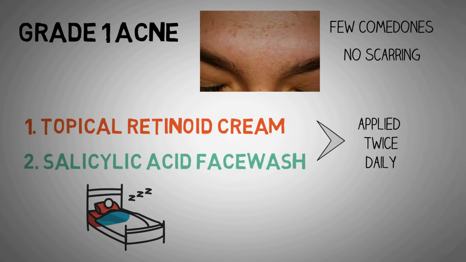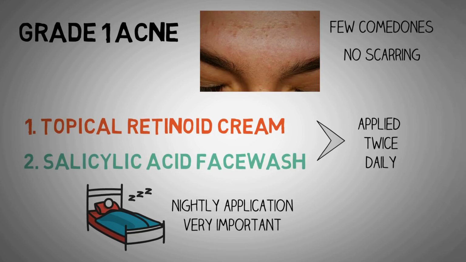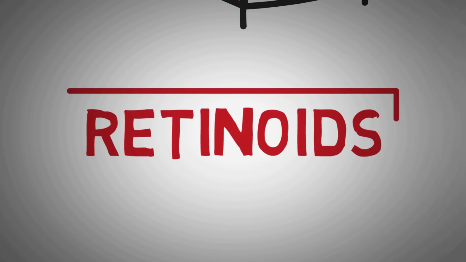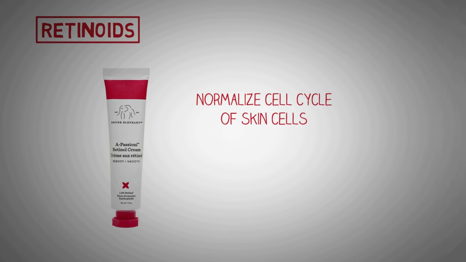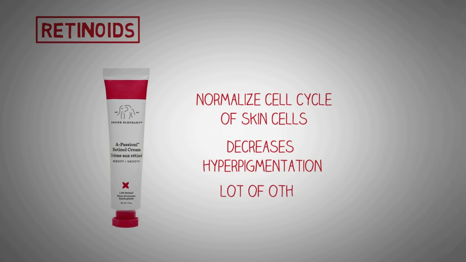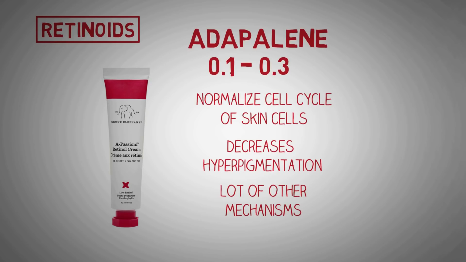The nighttime application of any cream is more beneficial as it gives the cream more time and space to absorb deeply into your skin. Retinoids normalize the cell cycle of the keratinocytes and also do a host of other things that are beneficial for a person who has acne on the face. The most commonly used is adapalene in the concentration of 0.1 to 0.3, which is applied twice daily on the face.